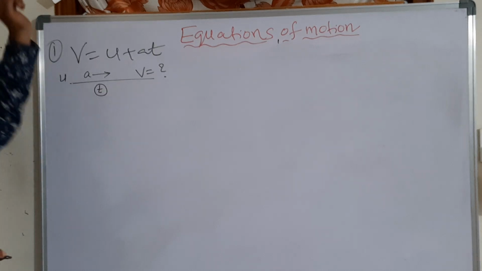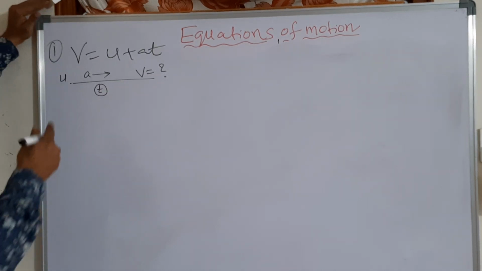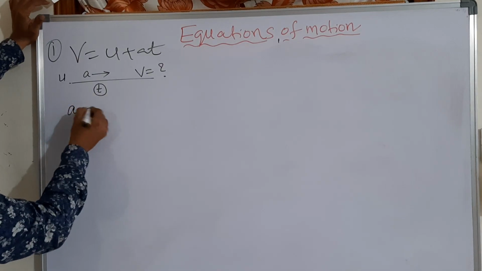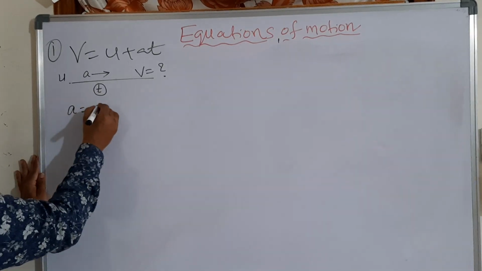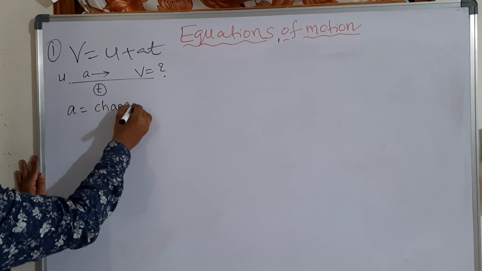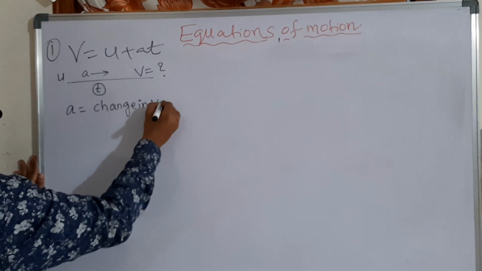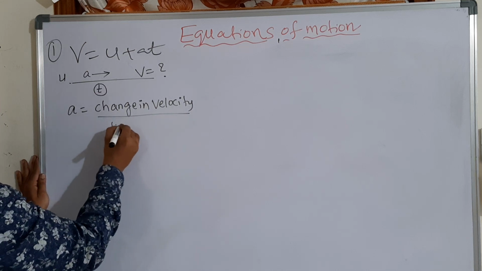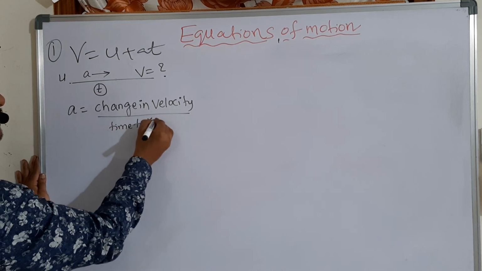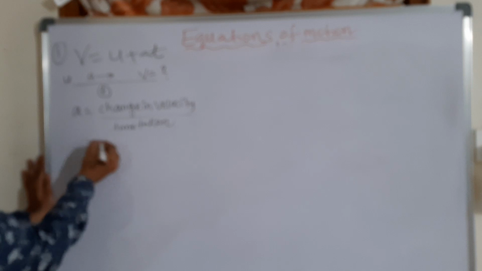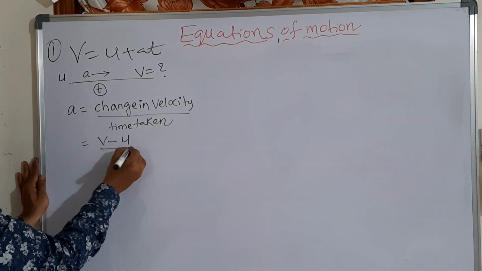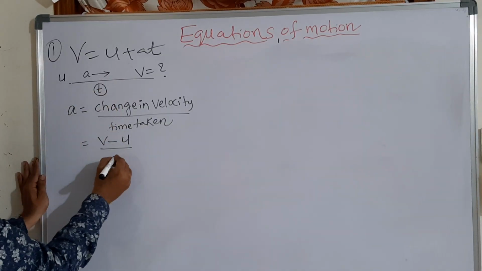That is final velocity. So here acceleration is given. Then we know very well, use the acceleration concept. Acceleration is equal to change in velocity by time taken. We know very well change in velocity means final velocity minus initial velocity. Here, from here to here, the time taken is t.